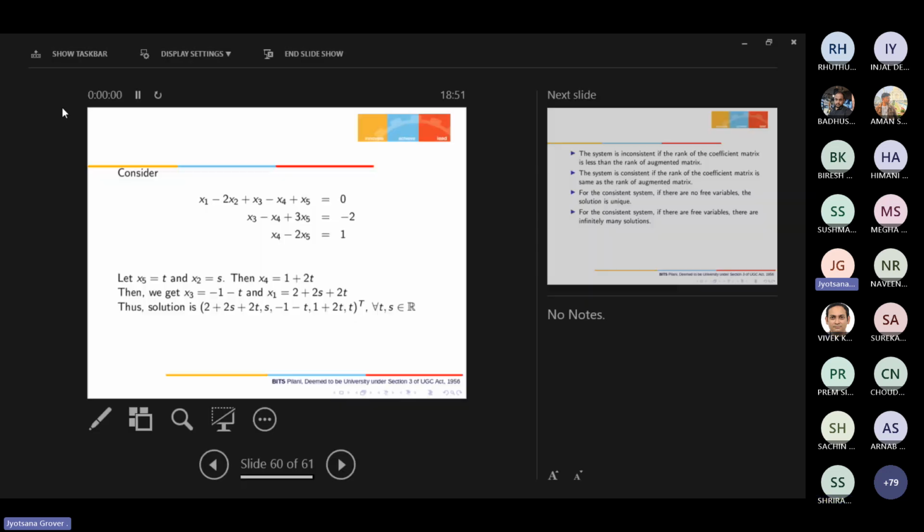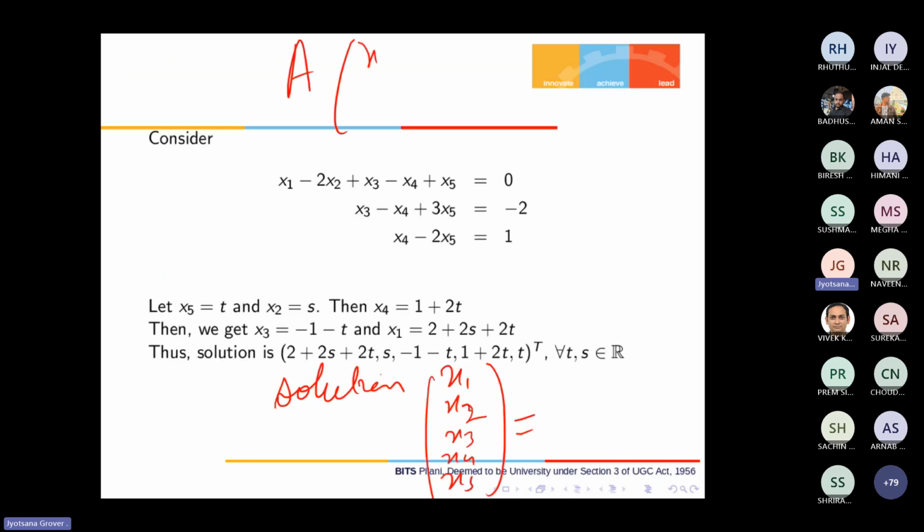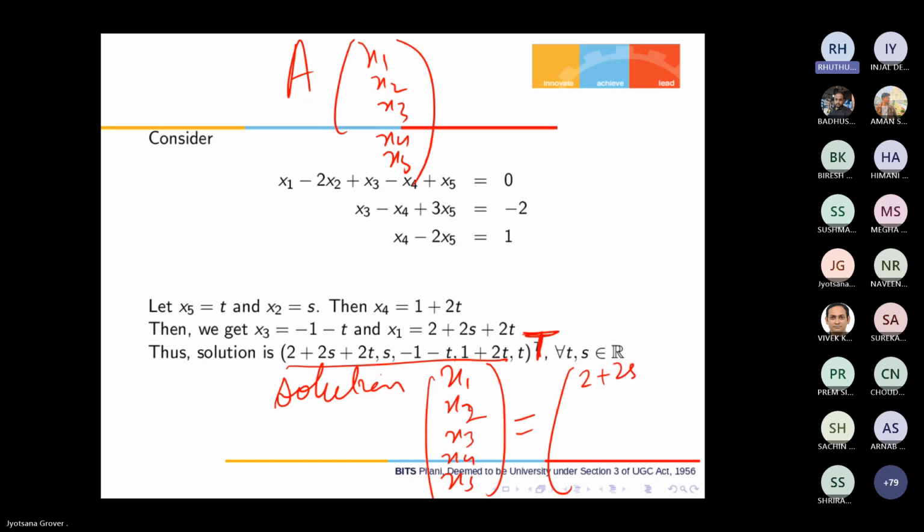Transpose, because here you are saying the solution is in the form of a column x1, x2. Because Ax is equal to b, and x is x1 x2 x3 x4 x5, this is a column, but this is a row. So that's why you are saying transpose. If you take a transpose of a row, you'll get a column now. Okay, got it.